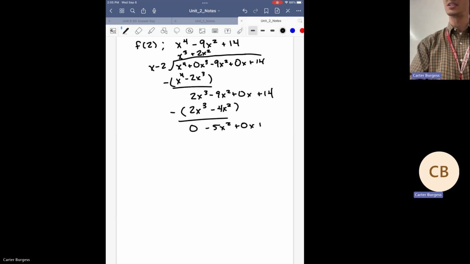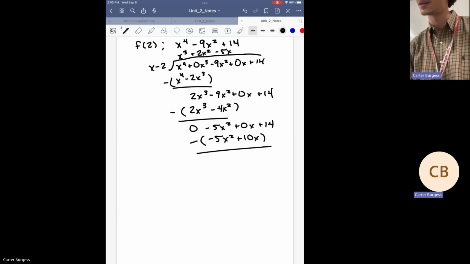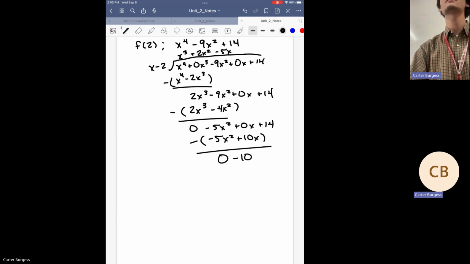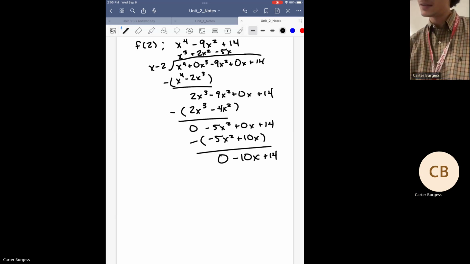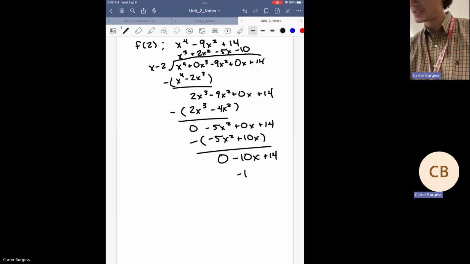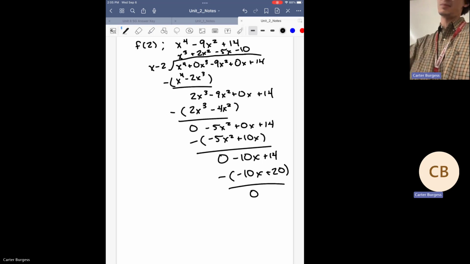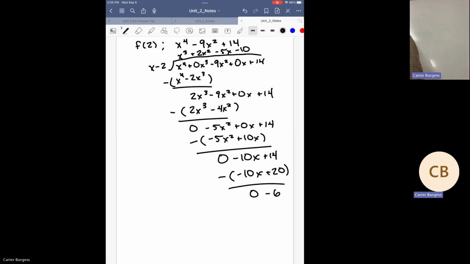Plus 0x plus 14. How do I match x to negative 5x squared? Negative 5x plus 10x. We are subtracting still. We get 0. 0x minus 10x is negative 10x plus 14. How do I match x to negative 10x? That's a negative 10. This is negative 10x plus 20. We get 0, and then 14 minus 20 is -6.